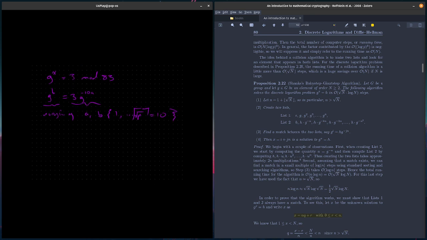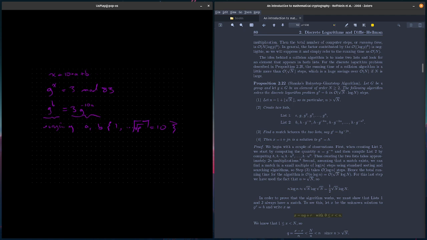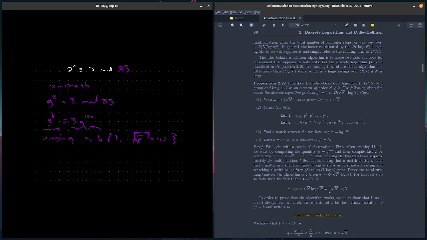And the reason that this is significant is that if we compute a table for these values on the left, and these values on the right, and we find a collision, then of course we can conclude that we have found values for a and b, and therefore we have found the value of x.